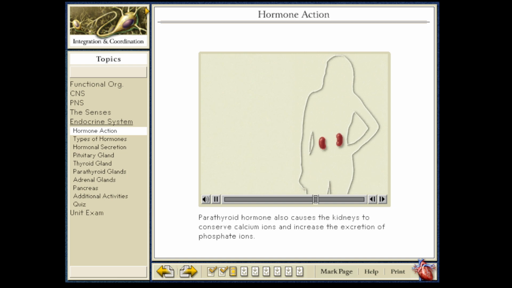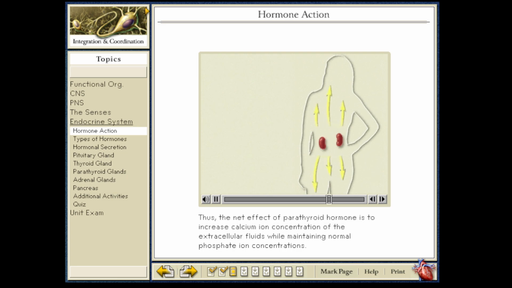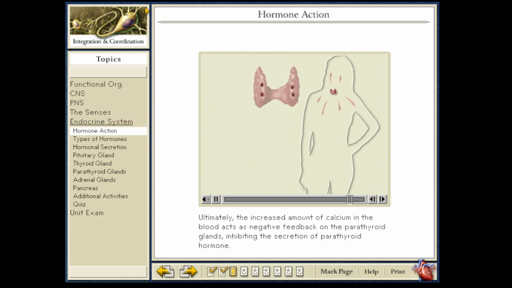Parathyroid hormone also causes the kidneys to conserve calcium ions and increase the excretion of phosphate ions. Thus, the net effect of parathyroid hormone is to increase calcium ion concentration of the extracellular fluids while maintaining normal phosphate ion concentrations. Ultimately, the increased amount of calcium in the blood acts as negative feedback on the parathyroid glands, inhibiting the secretion of parathyroid hormone.